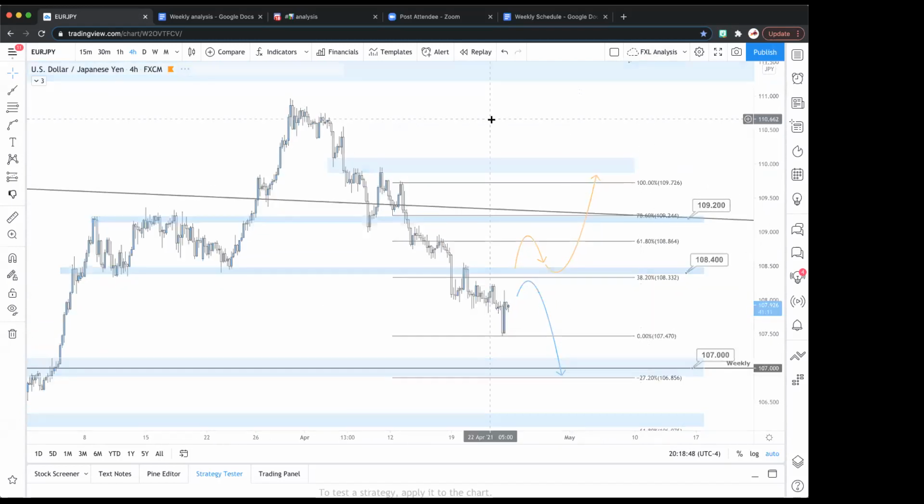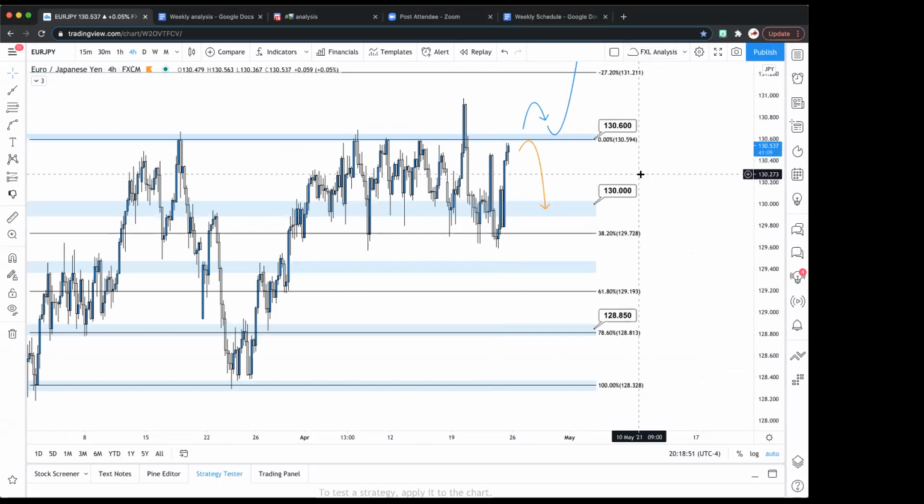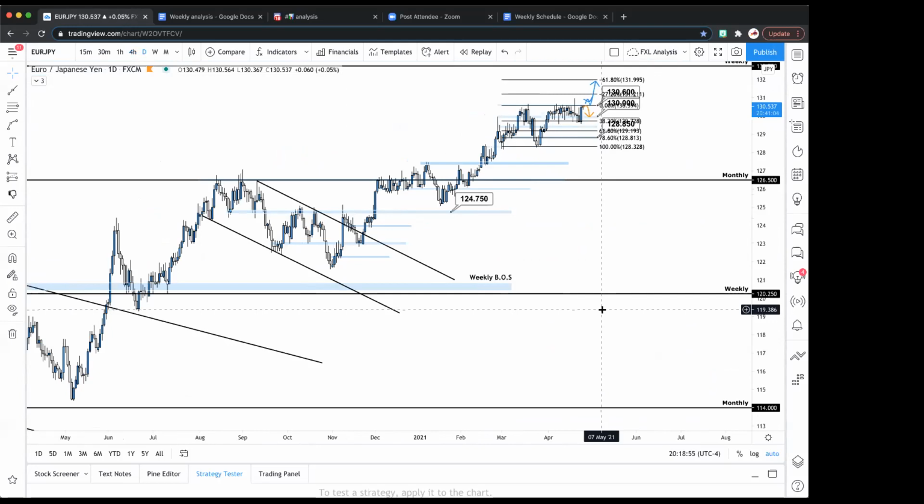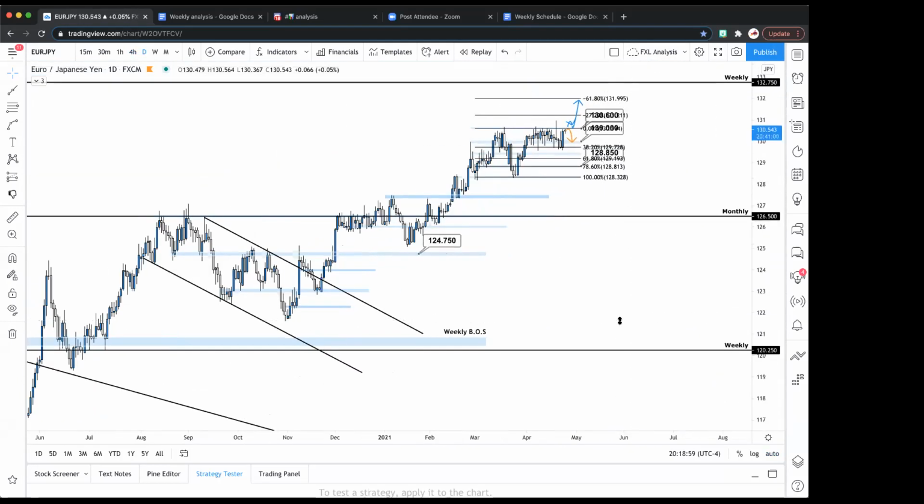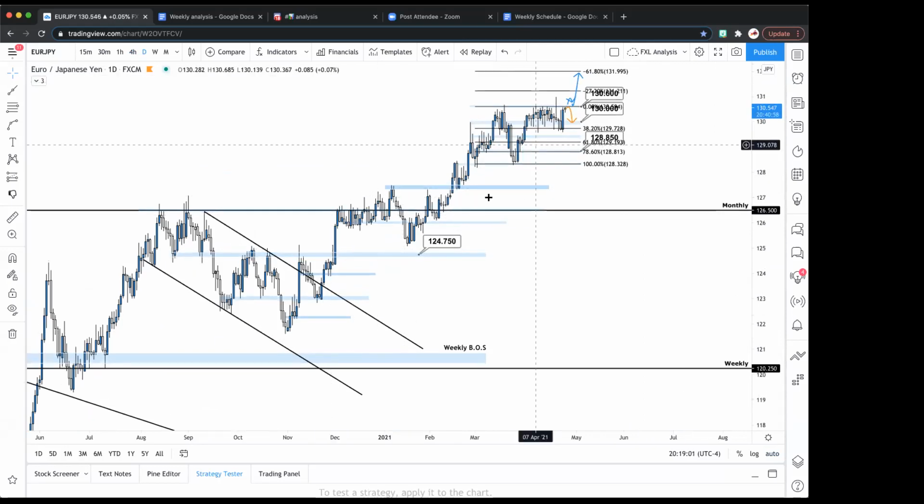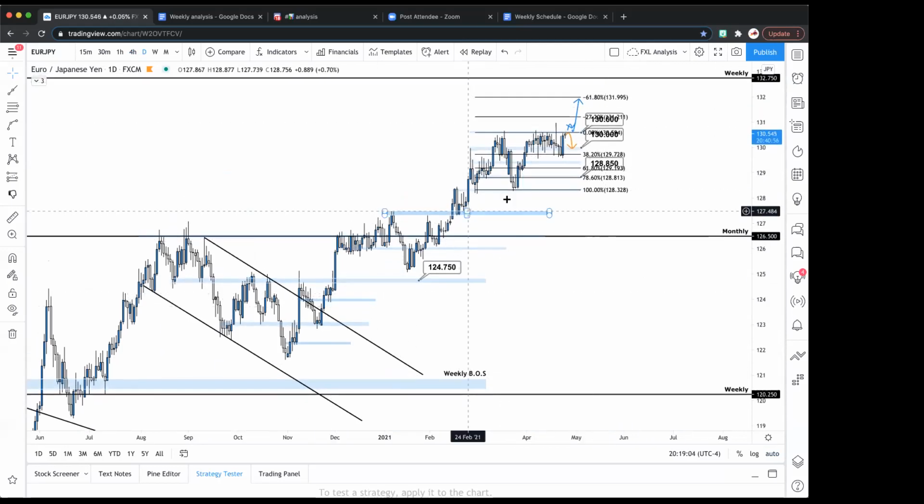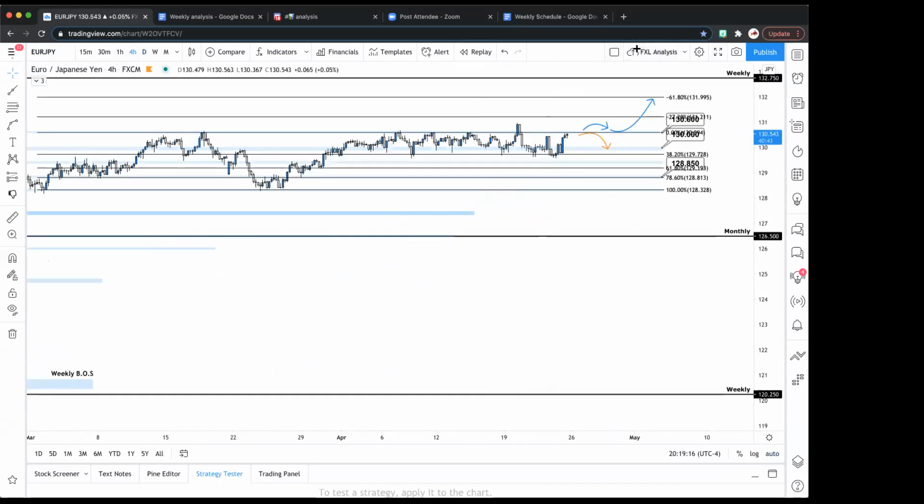That's UJ. Next is EJ, and then we're going to wrap it up with gold. Let's start on the daily first with EJ. Overall, super bullish, guys, and it's good to see. We're seeing nice clear structure, higher highs, higher lows, nice steady trend. We are seeing some consolidation right now, but we just saw a ton of consolidation. Okay, so overall bullish. Let's drop to the 4-hour, see what we can spot.